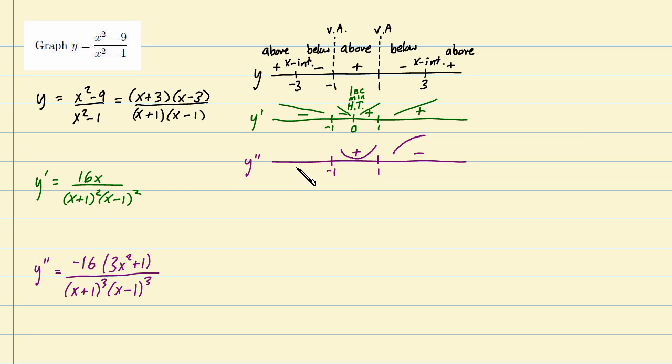And then finally, to the left of negative 1, plug in negative a billion or something like that. This, of course, is always negative. This, of course, is still always positive. Don't forget the square there. Negative a billion plus 1, well, that's still very big. Negative cubed is still negative. And negative a billion minus 1, well, that's still negative. Cubed is also still negative. So we have 3 negatives here, 1 positive. It looks like overall this has to be negative. And so again, concave down.